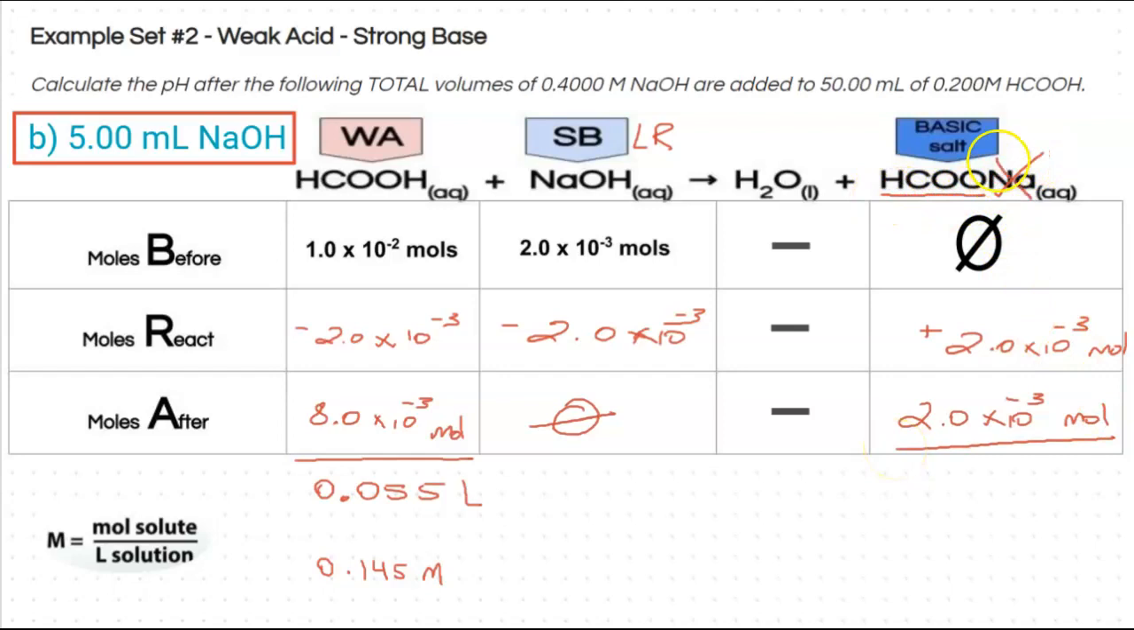I'm going to do the same for my methanoate ion. Remember, sodium is a spectator, so we don't really worry about it. So I take 2 times 10 to the negative 3rd moles of my anion and divide it by the same volume, 0.055 liters. And that concentration calculates to be 0.0364 molar concentration of the methanoate ions.